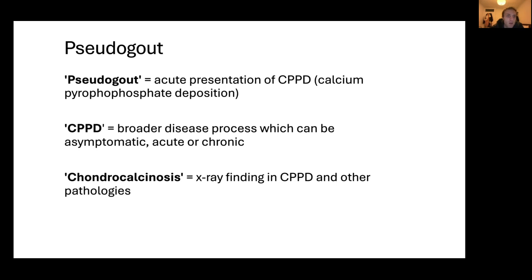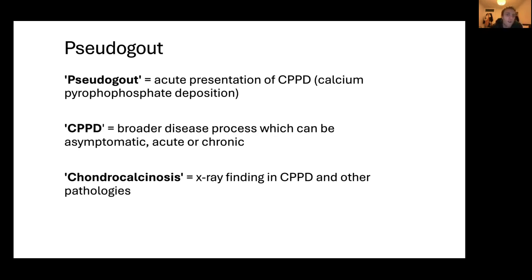CPPD is calcium pyrophosphate deposition disease. That's the broader term for the disease process in which calcium pyrophosphate crystals are deposited within the joints. It can present acutely, in which case it's called pseudogout because it mimics gout, or it can be chronic. And there are different types of chronic CPPD.